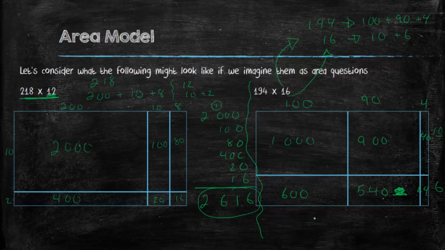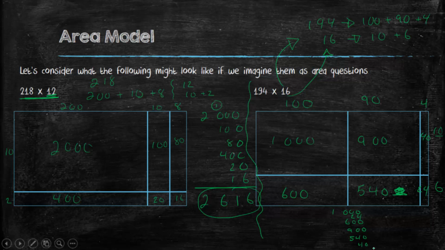Okay, now we add them all up. And I don't have space here, but let's see if I could do it right here in small. 1000 plus 600 plus 900 plus 540 plus 40 plus 24. And I don't have space. I'm going to put 24 right here. It doesn't matter, that's not in order.